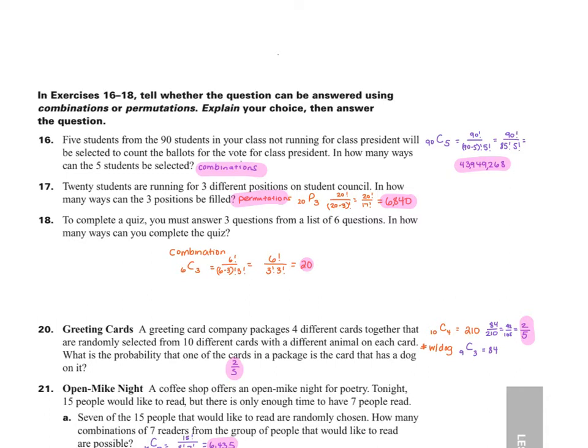16 says, how many ways can the 5 students be selected? So this is 5 students and not in a way that it's position 1, 2, 3, 4, 5, but just the group of 5. So that's combination. 17, you're running for a specific position. 3 different positions, so each of those is different, which is the permutation. 18, and how many ways can you complete the quiz? It doesn't say anything about the order in which you pick those questions. That's combination.